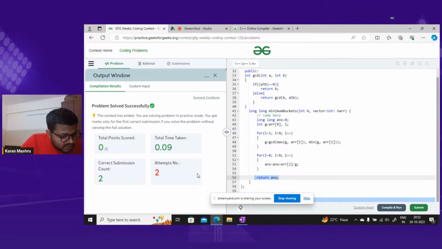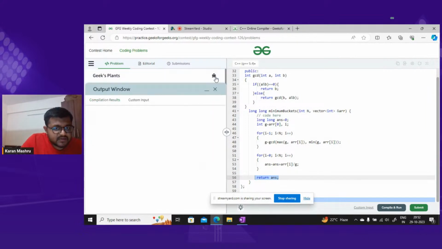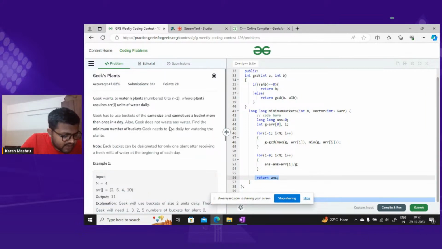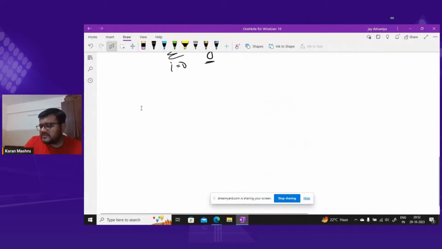I was getting TLE. No, you should not get TLE. Then you might be using the basic method, a for loop, to find the GCD. Why use min and max here? Okay, so basically, I'll tell this. See, what is my function?